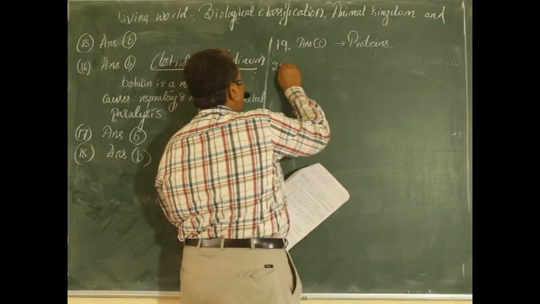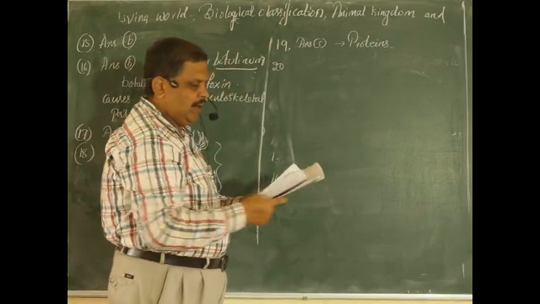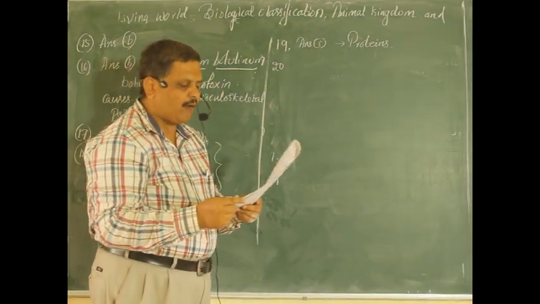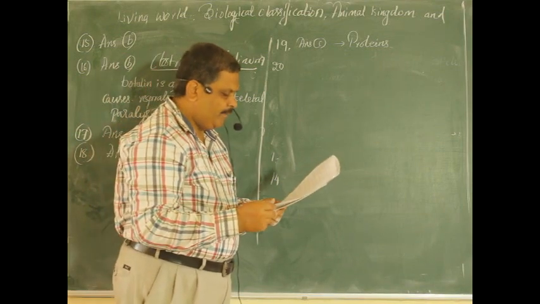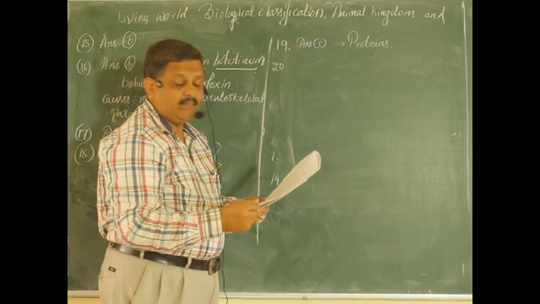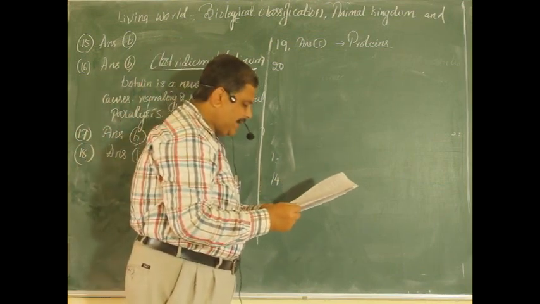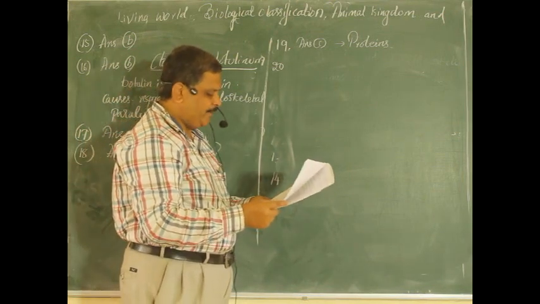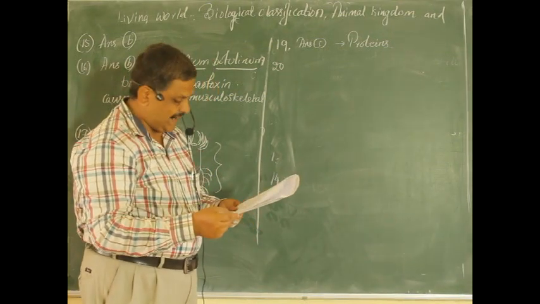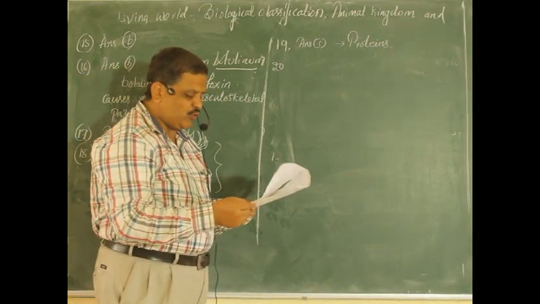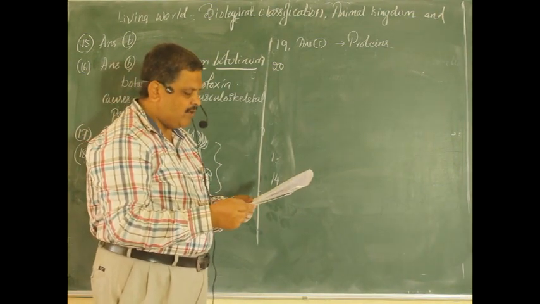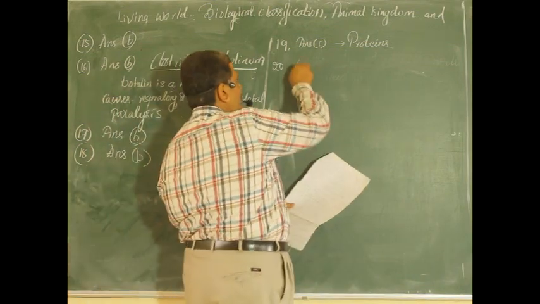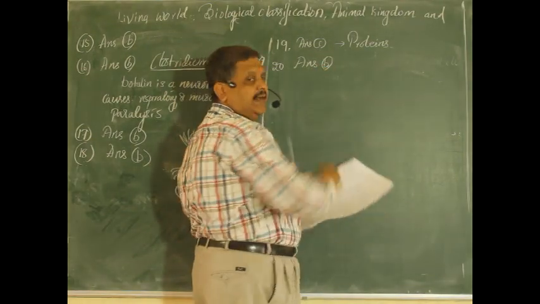Now I'll move to question number 20. The asexual and sexual spores are formed in bread mold, Rhizopus, called respectively: option A, zoospores and aplanospores, option B, sporangiospores and zygospores, option C, zygospores and sporangiospores, option D, sporangiospores and zoospores. So the answer is B.